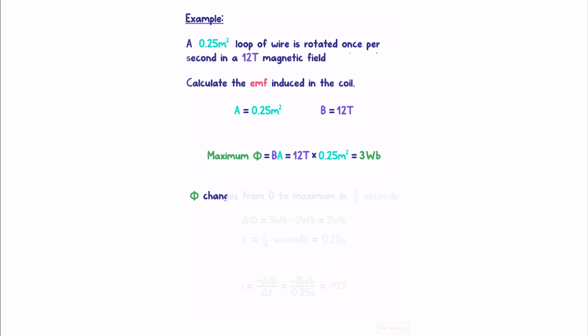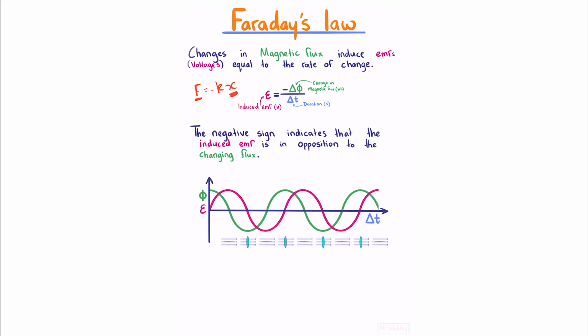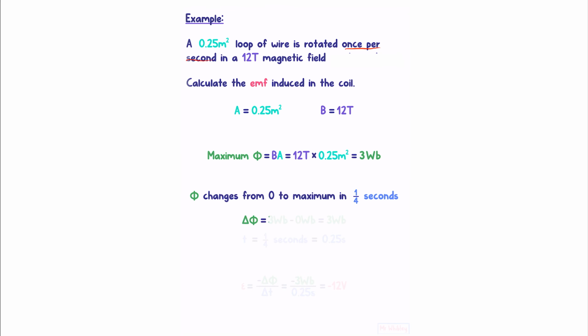And now our magnetic flux, because it rotates once per second, changes from 0 to its maximum in a quarter of a second. The reason for this is because we know that this here is 1 second, and that if we divide these into 4, we see that we go from our 0 flux to our maximum flux in 1/4 of this second. And so our change in flux is from our maximum to 0, which is just 3 Webers, and our period is a quarter of a second, which is 0.25 seconds.